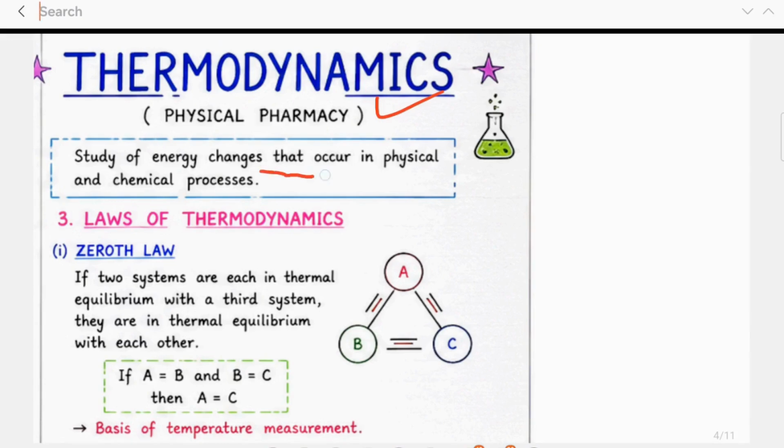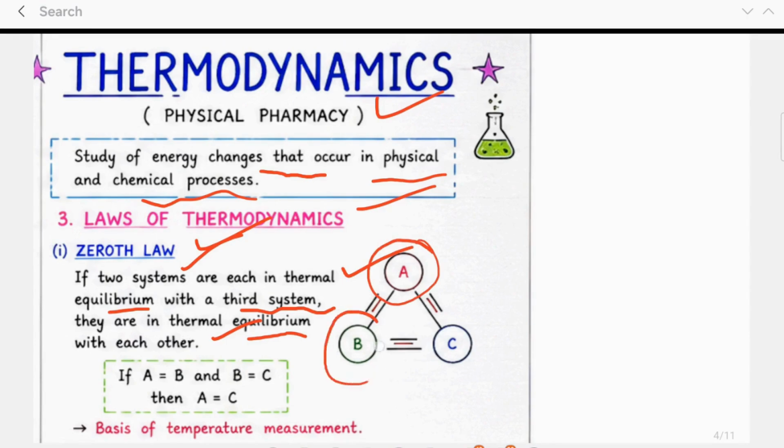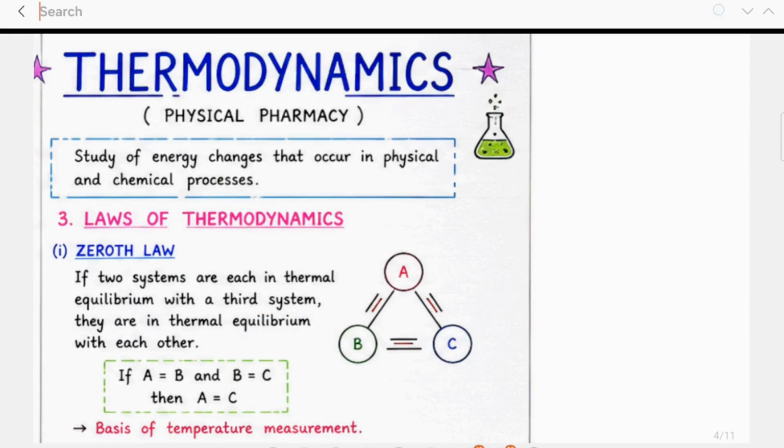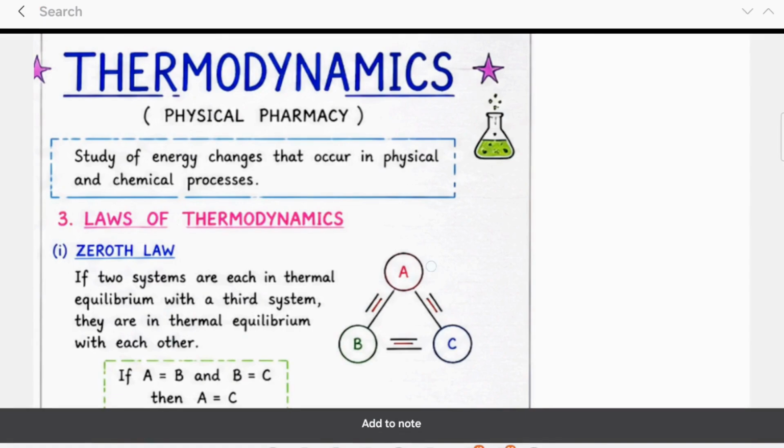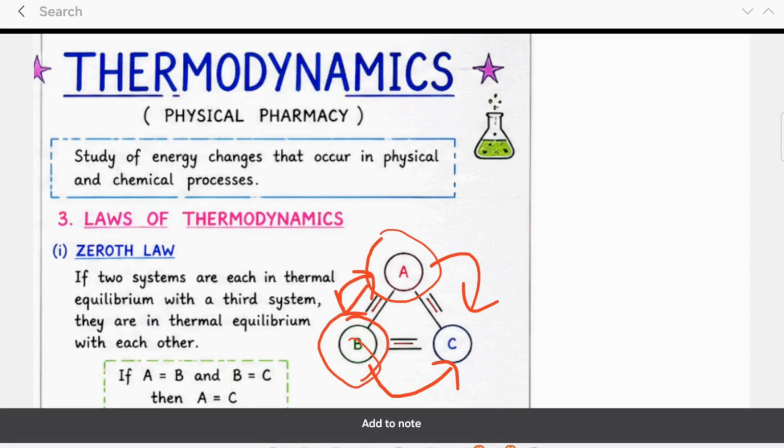It is the study of energy change that occurs in physical or in chemical process. Laws of thermodynamics. The first one is Zeroth law. What Zeroth law states is that if any two systems which are in thermal equilibrium with a third system, then they are in thermal equilibrium with each other. For example, the system A and the system B are in thermal equilibrium with system C. Then system A as well as system B both are in thermal equilibrium. That is what the Zeroth law says.